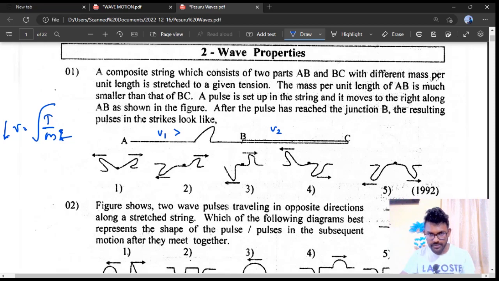So which is the most suitable answer? That has to be the second one, right? It has to be the second one, like this. All right.